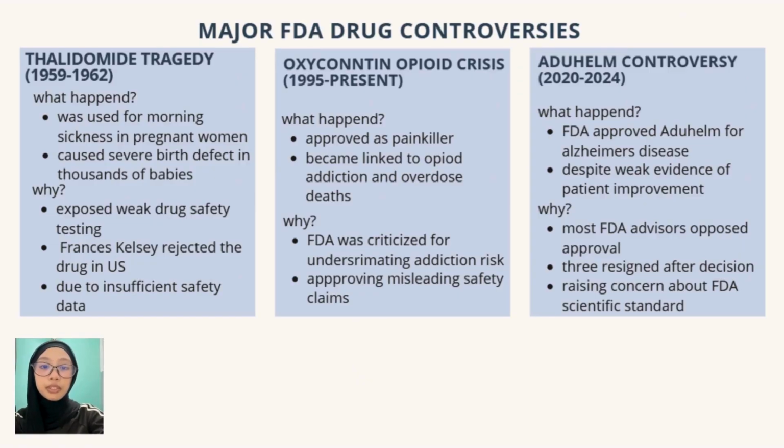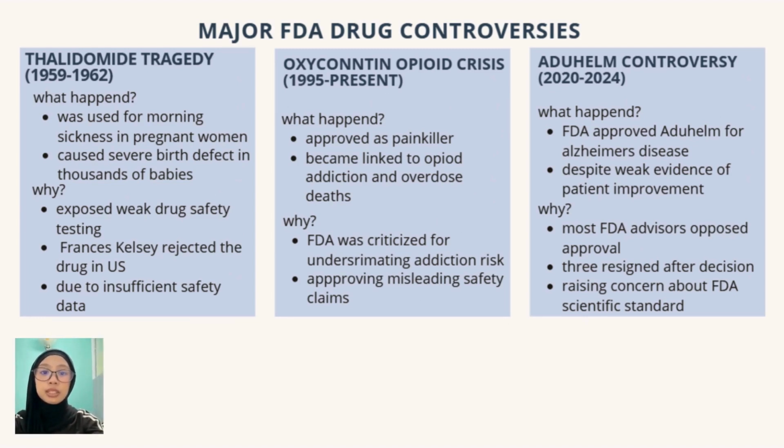Next are three major FDA drug cases, focusing on what actually happened and why each case became a challenge for the FDA. The first one is the thalidomide tragedy. In this case, thalidomide was given to pregnant women to treat morning sickness. However, it caused severe defects in thousands of babies, and this became a major challenge because at that time, drug safety testing was still weak and many drugs were not fully tested before being marketed. The FDA reviewer, Frances Kelsey, refused to approve it in the US because there was not enough safety evidence, which shows how important strict drug regulation is.